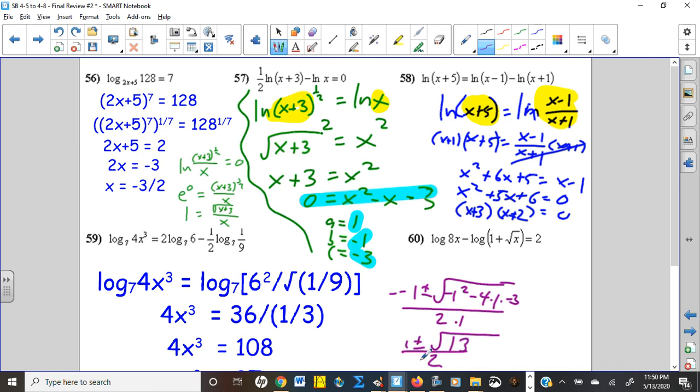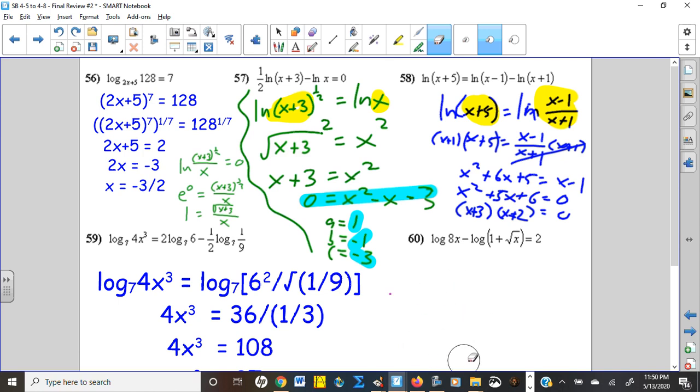I don't think the 1 minus root 13 we can use. In fact, I know we can't, because that would be a negative value, which you can't have in this logarithm. No negatives, no zeros in there. So you're only going to have to worry about the positive root, 1 plus root 13 over 2. And if you throw that in your calculator, I think you'll find that it's equivalent to the answer from your answer key on number 57. There should only be one answer for that one, okay?